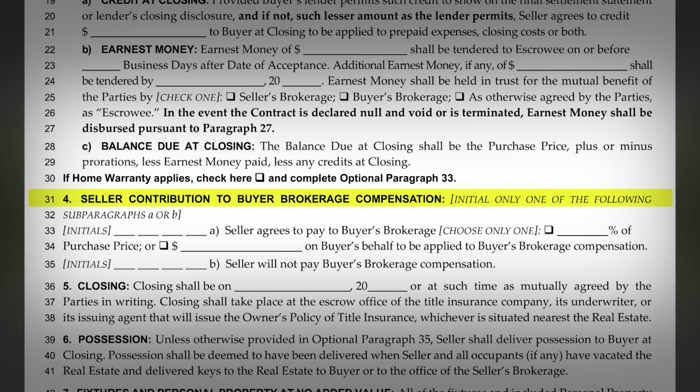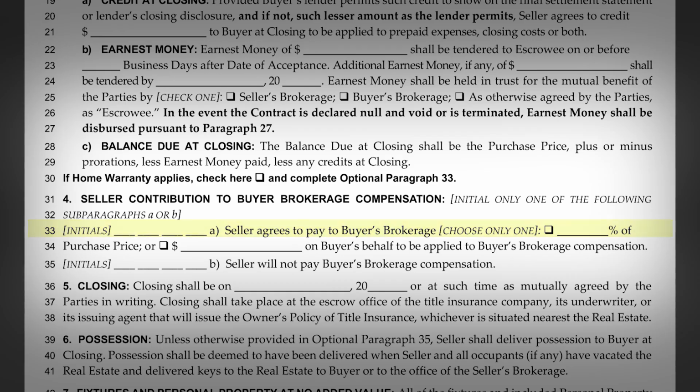Okay, this is what we always were putting in these addendums on the 7.0. This is everything that we are now addressing with compensation. Okay, so now we have it right on page 1. So you've got line 33. If you're initialing line 33, you're agreeing, seller agrees to pay the buyer brokerage, and then it's a percent, whatever that percent is, of purchase price. It's always of purchase price, okay?